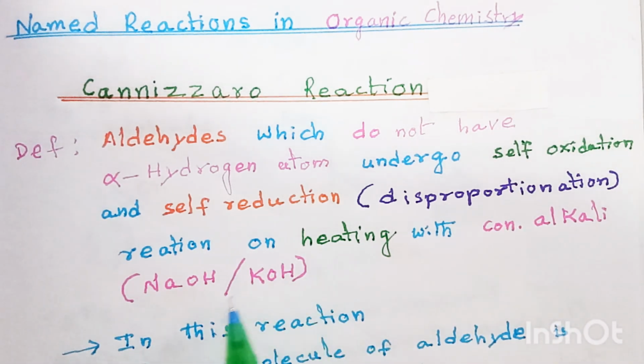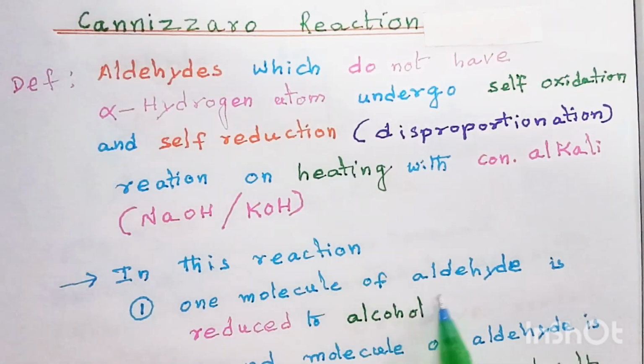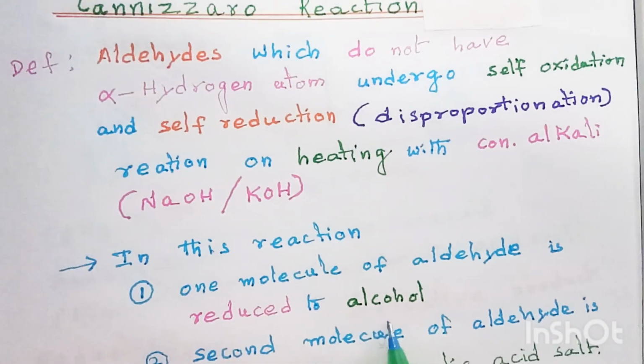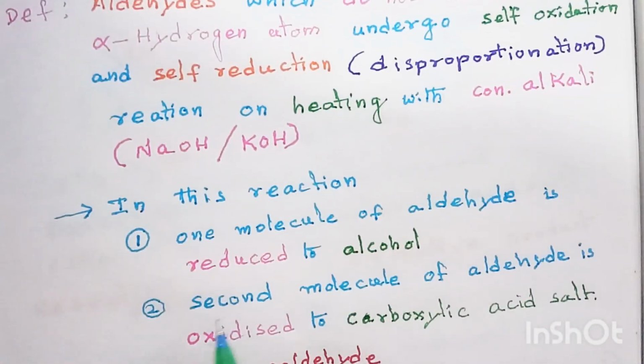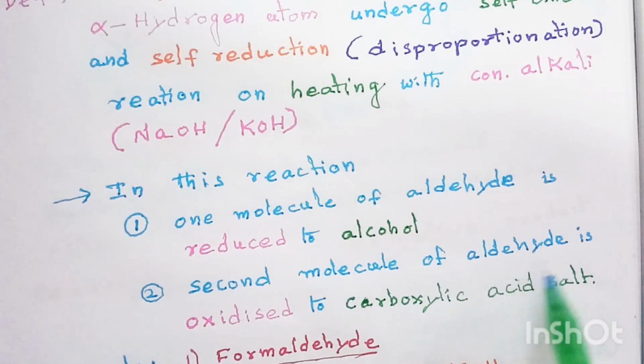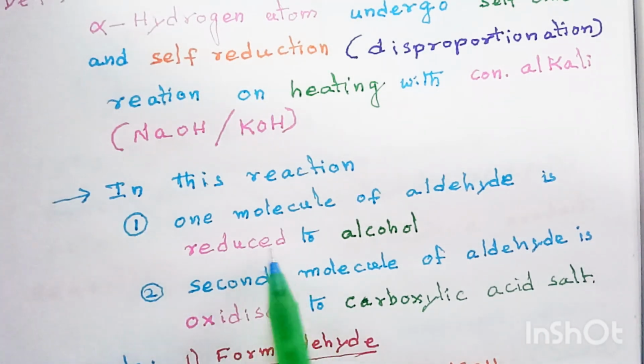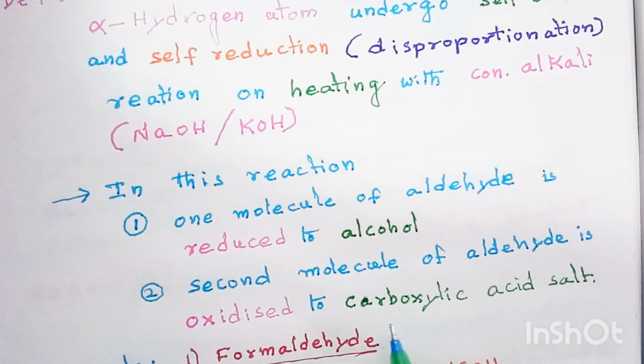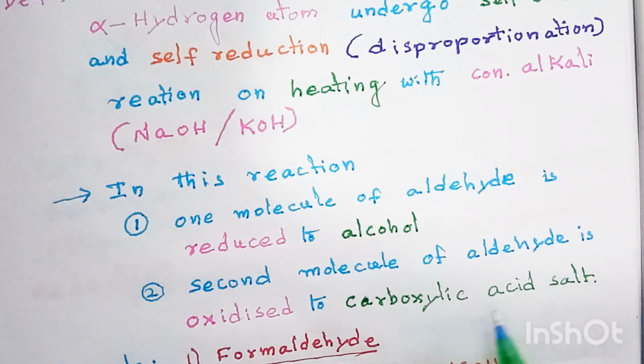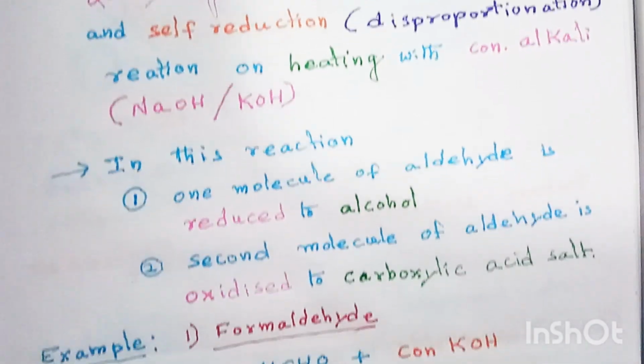The concentrated alkali could be either sodium hydroxide or potassium hydroxide. In this reaction, one molecule of the aldehyde is reduced to alcohol and a second molecule of aldehyde is oxidized to carboxylic acid salt. So one molecule is reduced to alcohol, the second molecule of aldehyde is oxidized to carboxylic acid salt. Let's see an example.